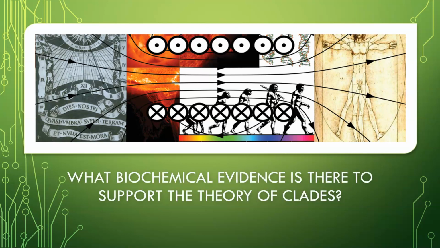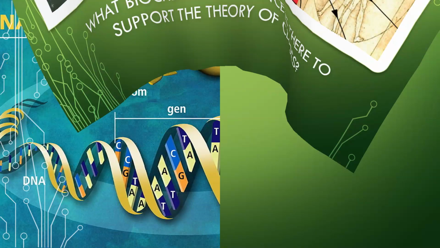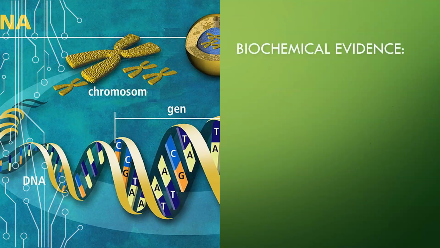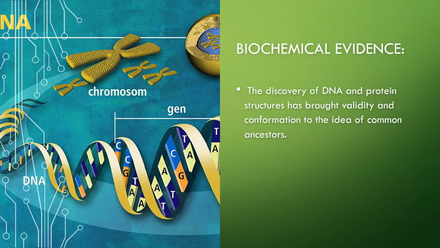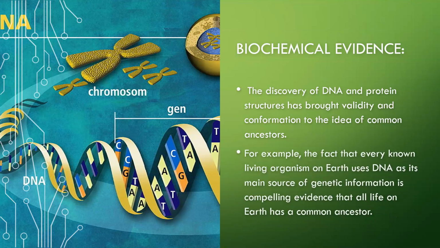So what biochemical evidence is there to support this theory of the clade? Well, the discovery of DNA and protein structures has really brought validity to this theory, and confirmation of the idea that there are common ancestors. For example, the fact that every known living organism on Earth uses DNA as its main source of genetic information is compelling evidence that all life on Earth has a common ancestor.